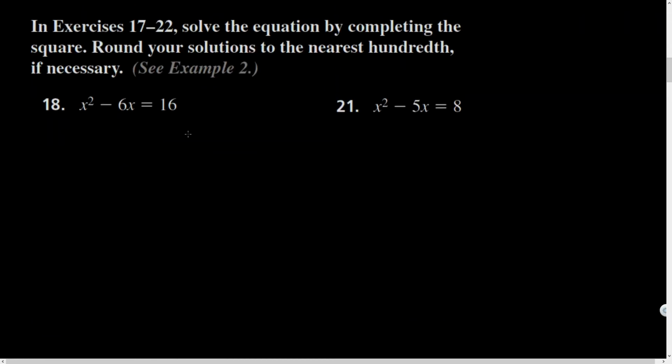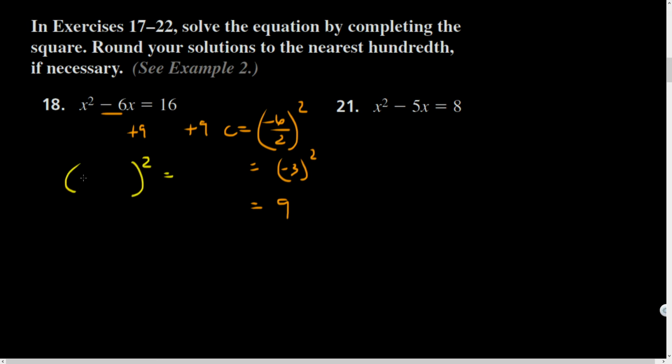All right, let's solve these. So let's find a new c term. So here's b. The new c term would be negative 6 divided by 2, all squared, which is negative 3 all squared. All is important there, and I get 9. And so I would add 9 to both sides. Let's fast factor using the pattern: x and negative 6 divided by 2 gives me negative 3.